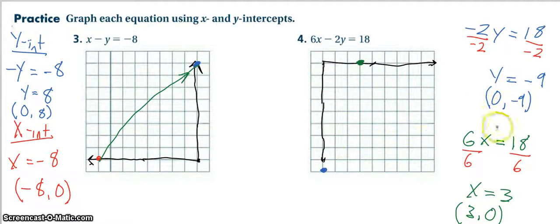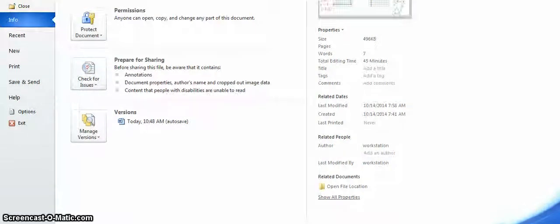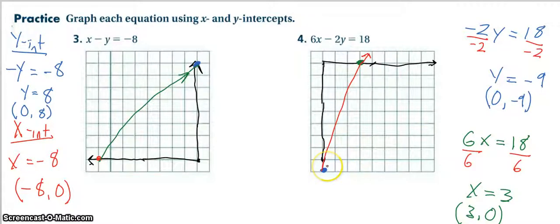Alright, so now when looking at the coordinate grid on the right here, I've got my y-intercept as 0, negative 9, my x-intercept at 3, 0. Sorry that I'm making a few random lines around the paper. Let me get rid of those. And then we connect the 2 points with a straight line to finish off my graph.